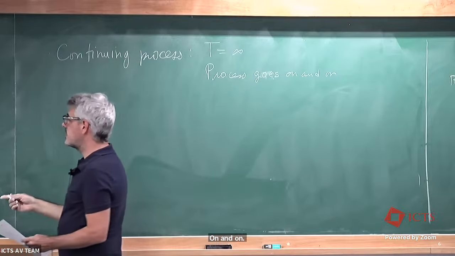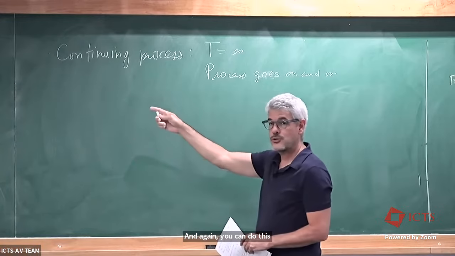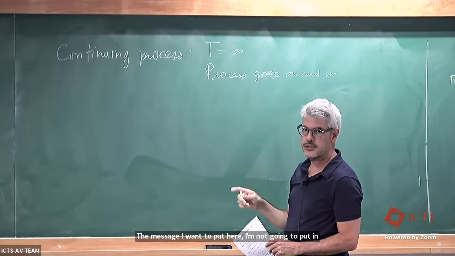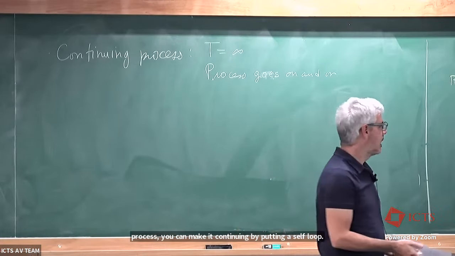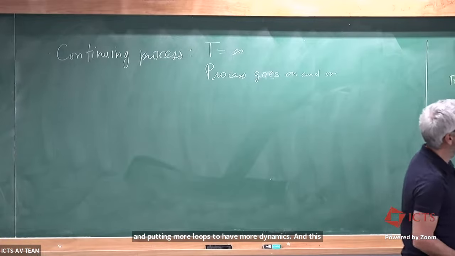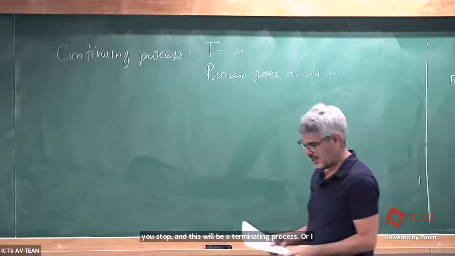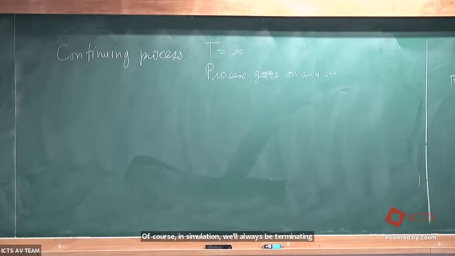And again, you can do this by putting loops into a stop state. The message I want to put here, I'm not going to put in writing, but I can say it. If you have an episodic process, you can make it continuing by putting a self loop and putting more loops to have more dynamics. And this is an example. So I could say here in the dynamics, when you reach 6, you stop, and this will be a terminating process. Or I can say, no, I've got more loops there, and then you just continue the process. Of course, in simulation, we'll always be terminating the process somewhere, but for the purpose of defining a model, you don't need to actually make it terminating.